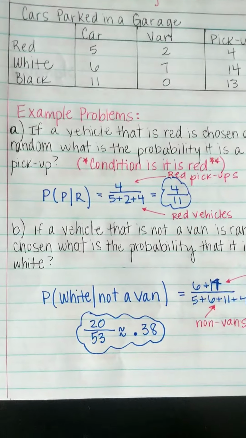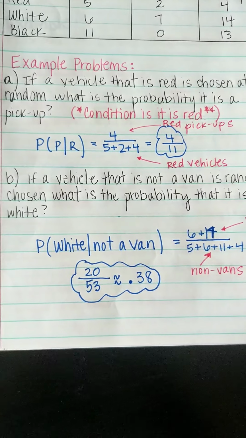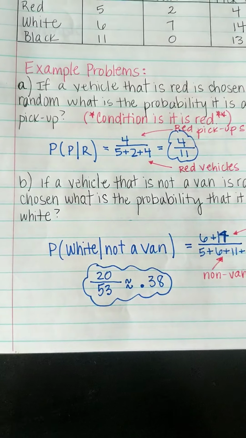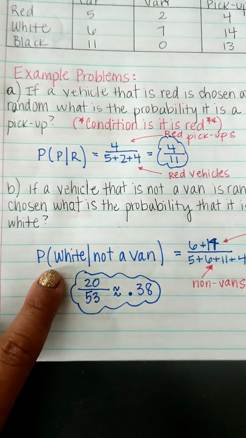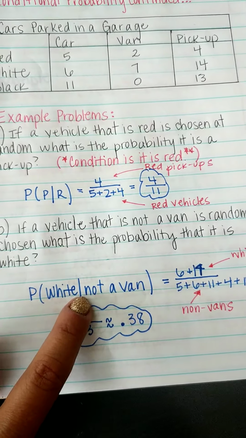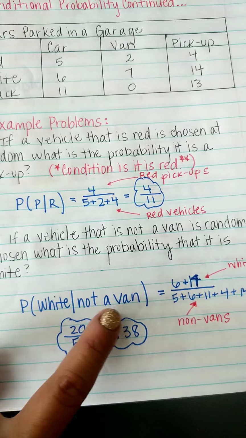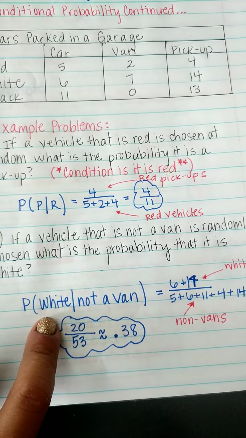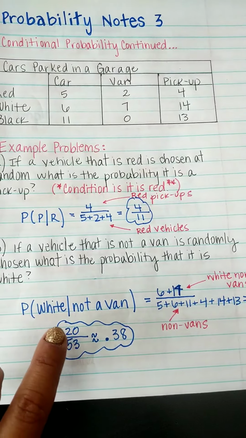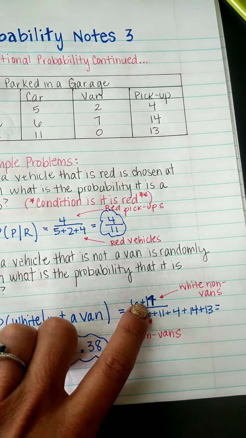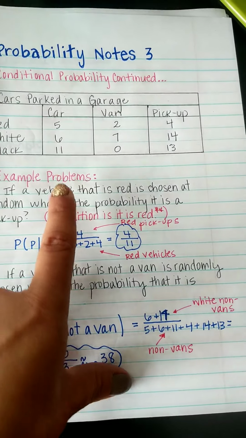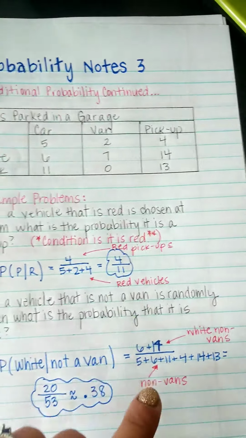Our next example says, if a vehicle that's not a van is randomly chosen, what's the probability that it's white? So now I can write this in our notation. I can say, what's the probability it's white given that it's not a van? So of all of the ones that are not a van, how many are white? We're going to do white non-vans on top, because it's white non-vans. So I say 6 plus 14 on top.